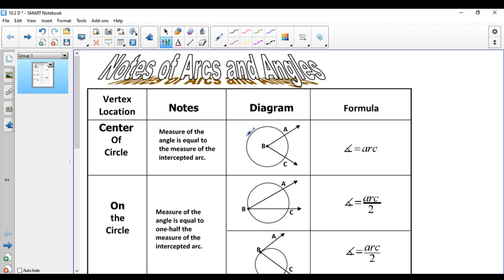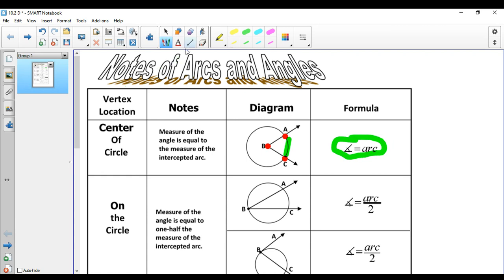All right, let's keep talking about angles and circles. This first row is a review of the first couple of videos. So we know if the vertex of the angle is at the center of the circle, then it creates an arc, which we can highlight right here. And we know that the angle and the arc are the same measure. That's what this formula says right here. So the angle equals the arc.